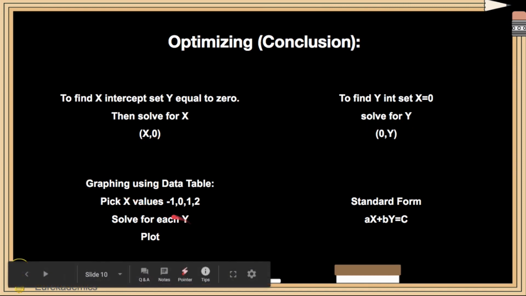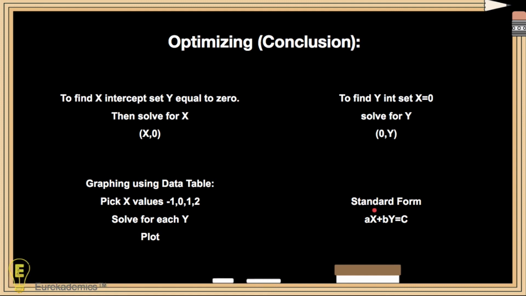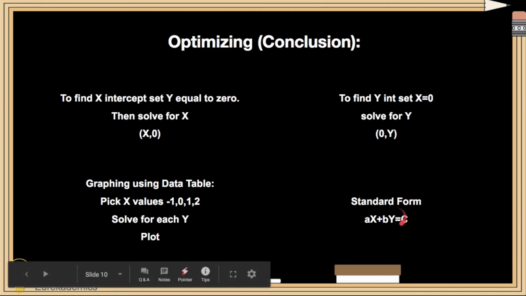Graphing with data tables is easy. These are my 4 numbers. You only have to pick 3. So you pick 3 numbers as you feel, or any 3 that simplify your life, and get the other values that correspond to it, plot and graph. And then don't forget that standard form is number x plus number y equals constant. And you can't have a negative here. So if we had negative 2x plus 3b equals 10, you had to multiply everything by negative 1 to make it 2x minus 3b equals negative 10, because this is a positive ax.